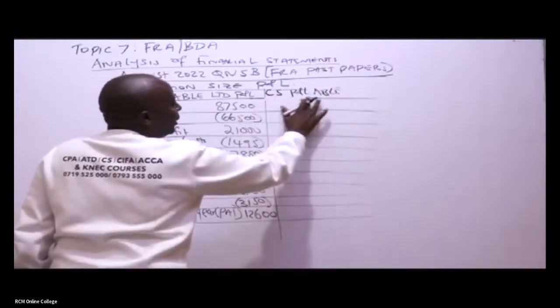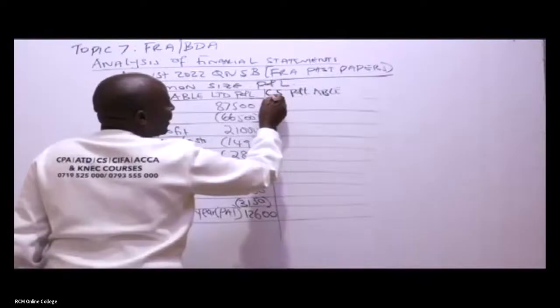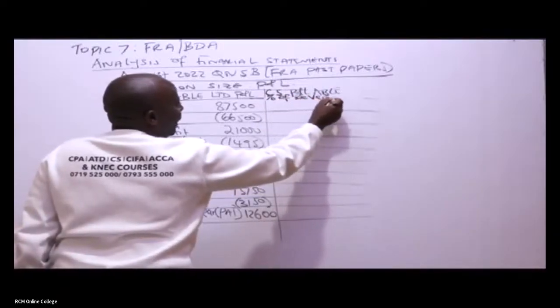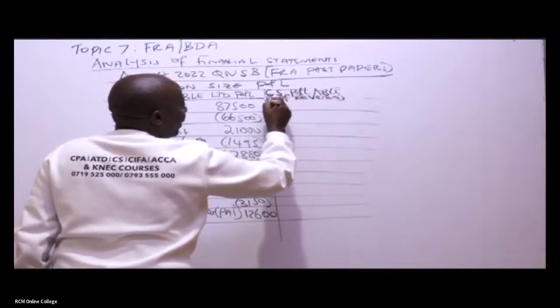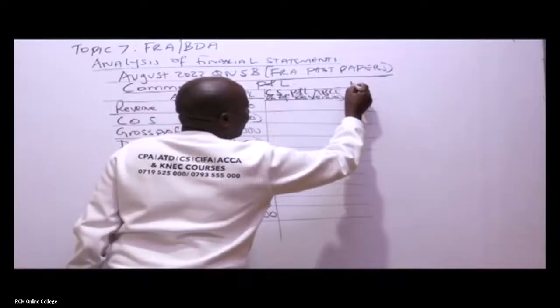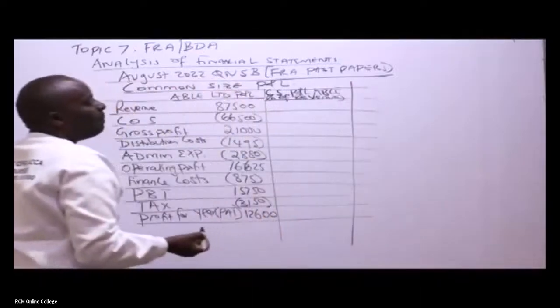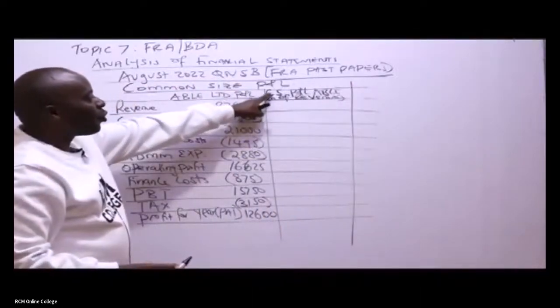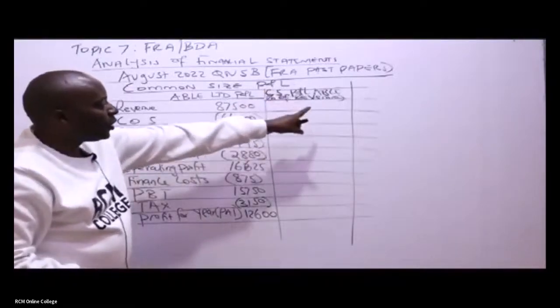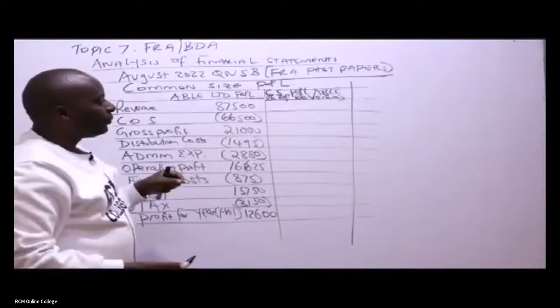So remember that this will basically be a percentage of revenue. Everything is to be given as a percentage of revenue. So let's first finish for AB. CS stands for common size. Common size profit and loss for AB.